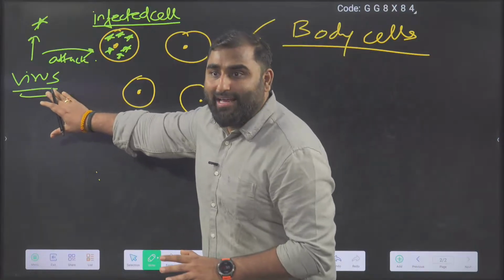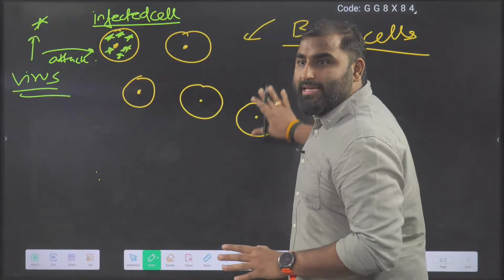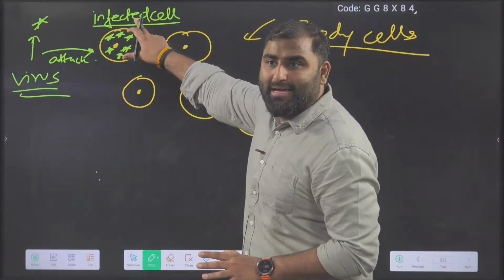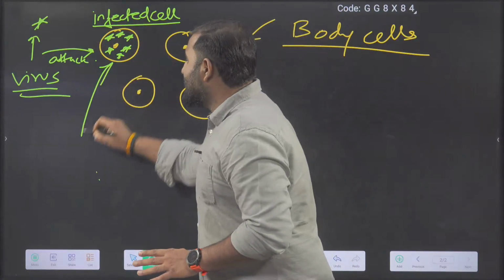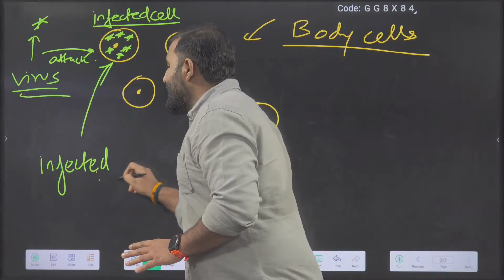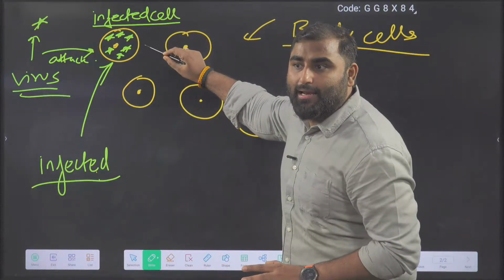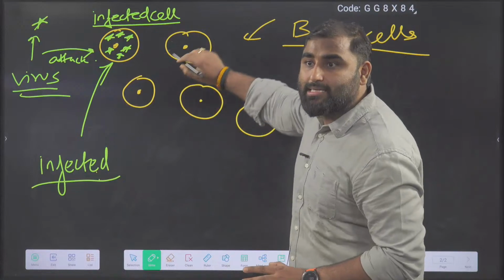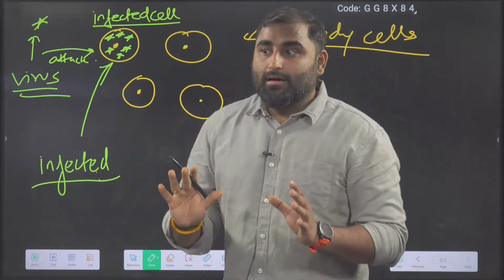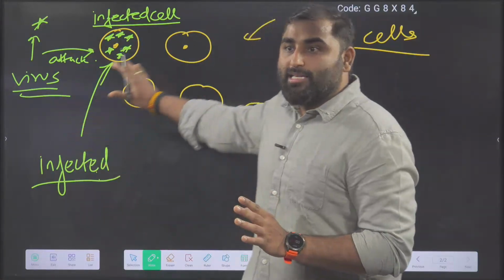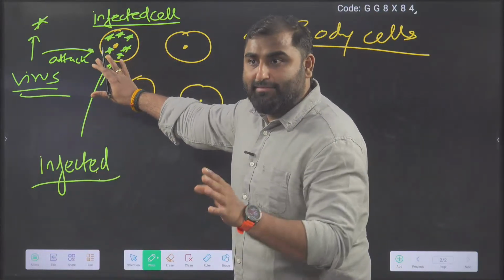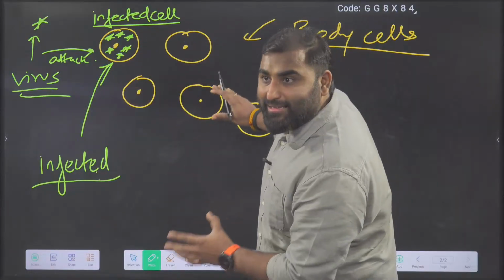See, there is a virus that entered our body. These are our body cells. The virus has attacked a cell. The cell has become infected. Now this infected cell wants to protect the other cells. Like this, it will get sacrificed. This cell will get killed. Definitely it will get killed. But it wants to protect the other cells.